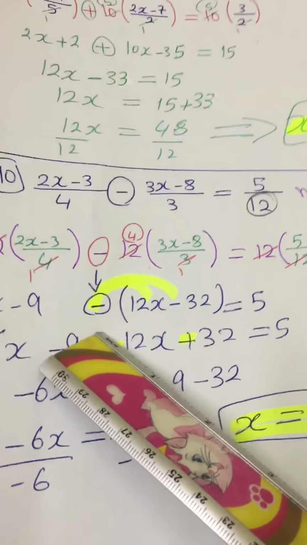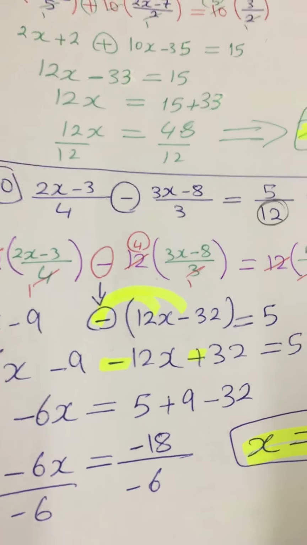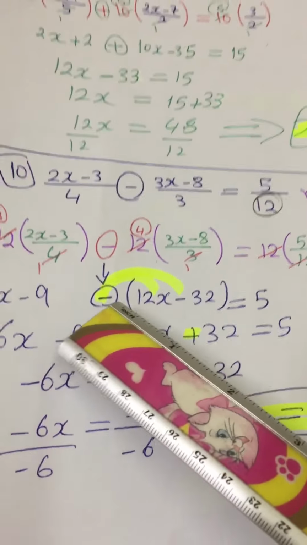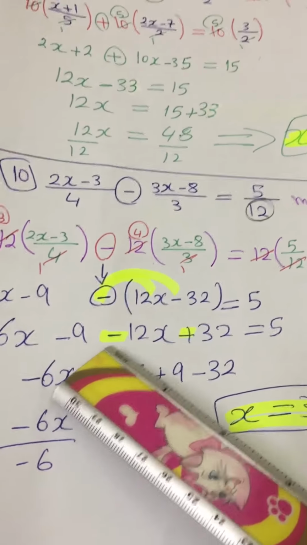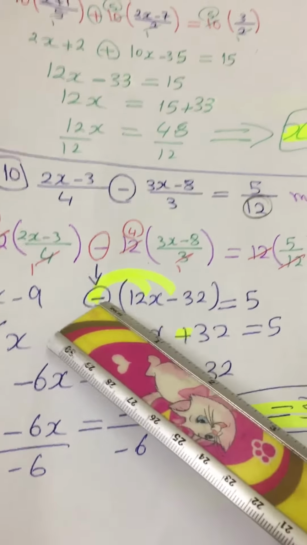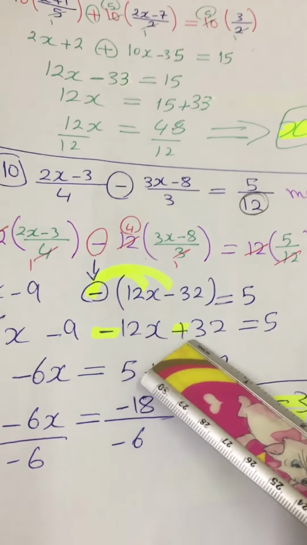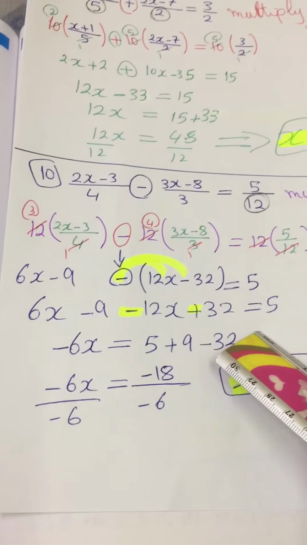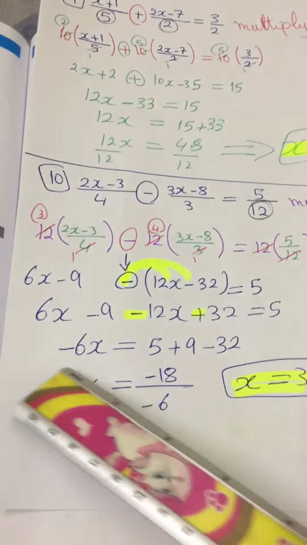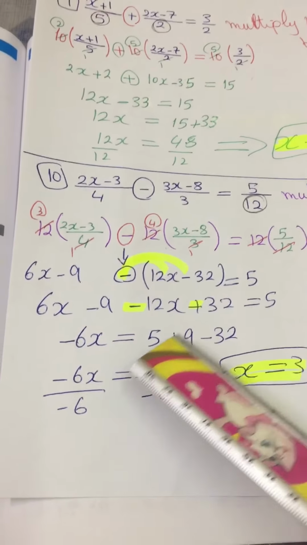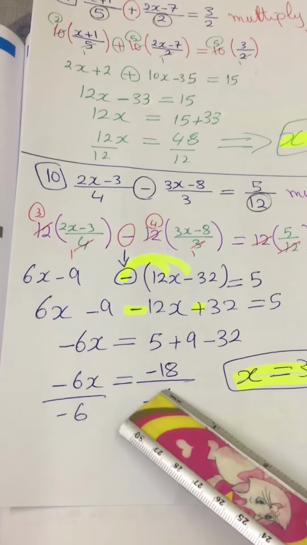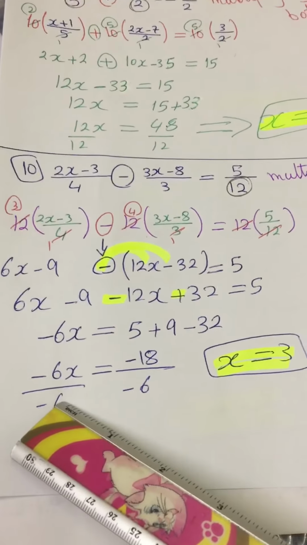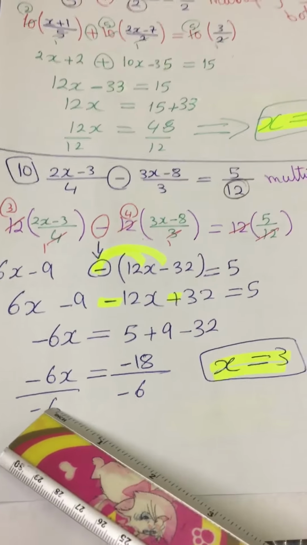So everything after the negative sign will change inside. Consider yourself have negative 1 multiplied by positive 12x equal negative 12x, and negative 1 multiply negative 32 equal positive 32, like this. And then solve regularly, collect the x's you have and the numbers to the opposite side. Now you have negative 6x equal negative 18, divided by the coefficient of x, negative 6, both sides, so x equal 3.